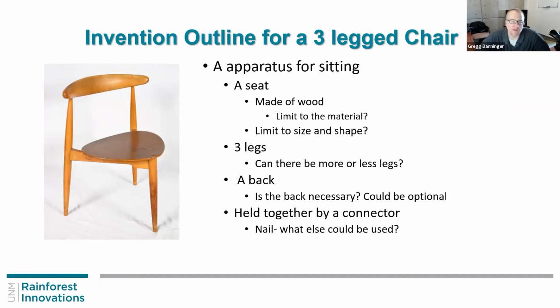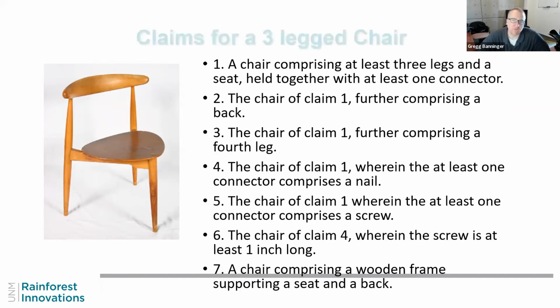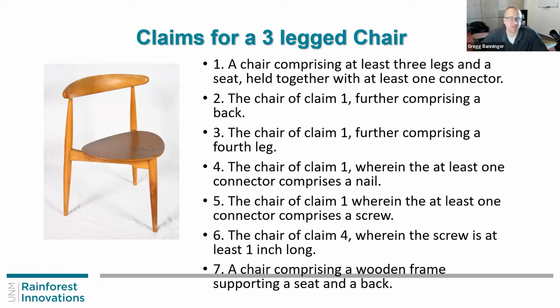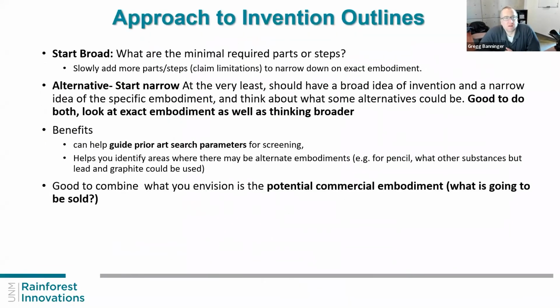Let's just say this is the outline. Now let's say you turn those into claims, and this is how that outline would be turned into claims. I won't read each one of these, but that's the process you go through in understanding the invention. Obviously, when you're doing it, you're the inventor. You already understand your invention.